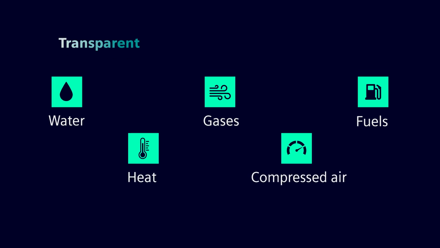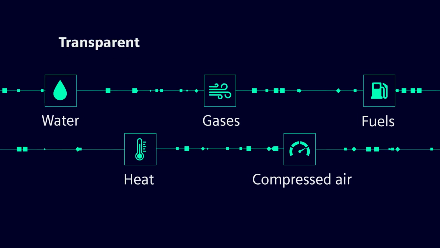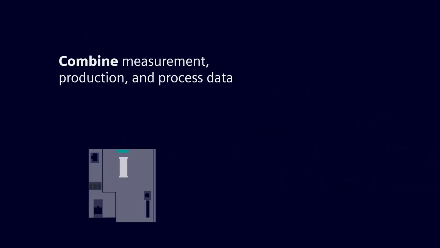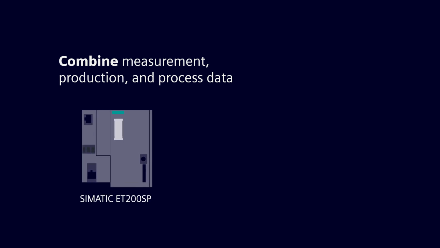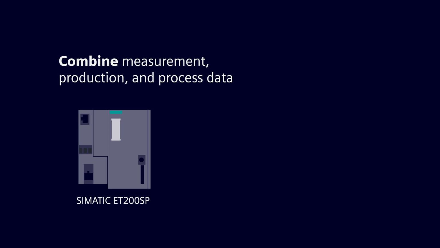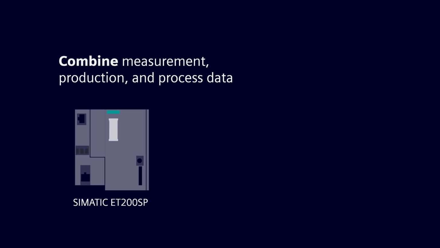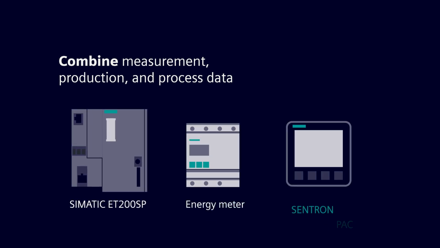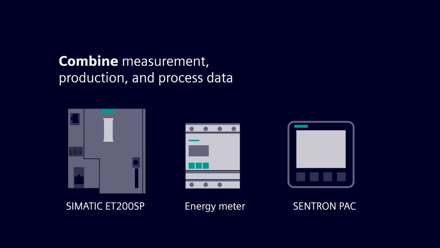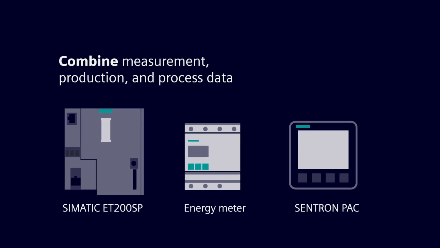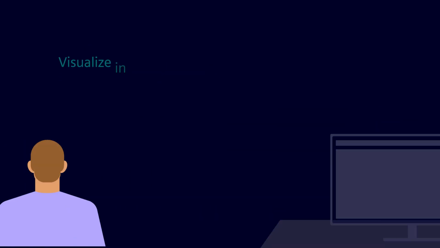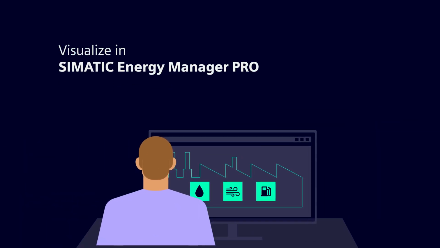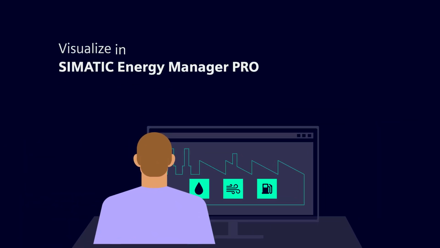But how can you make your resource data transparent? Well, using automation components like C-Matic ET200SP or C-Matic S7 1500 in conjunction with measuring devices like an energy meter or a Centron pack, you can combine the measurement data for all resources with your production and process data and visualize it in a plant and company-wide energy analysis using C-Matic Energy Manager Pro.